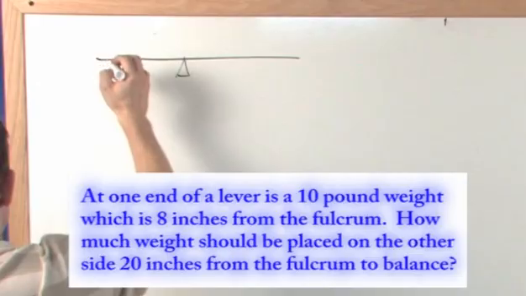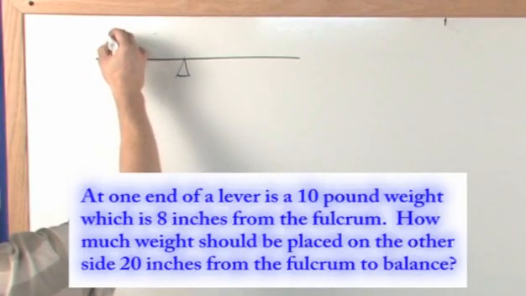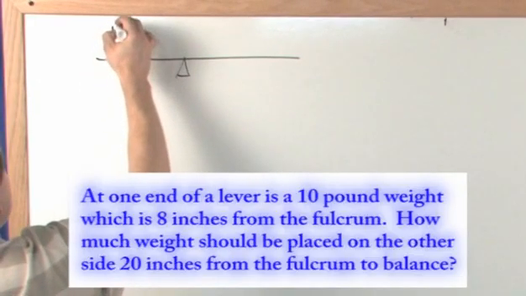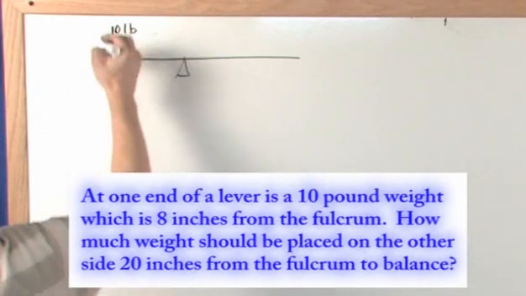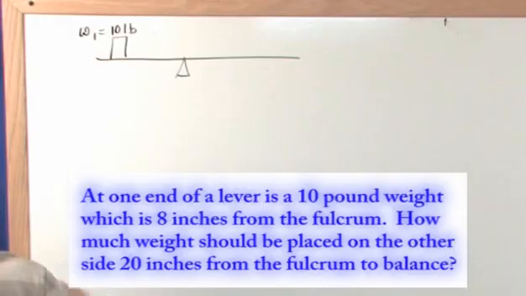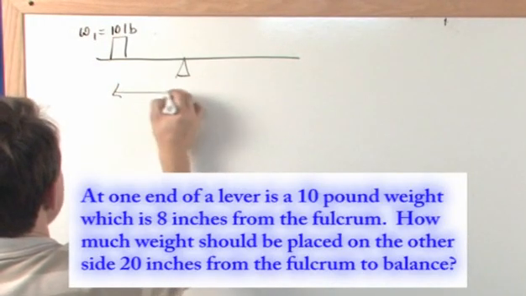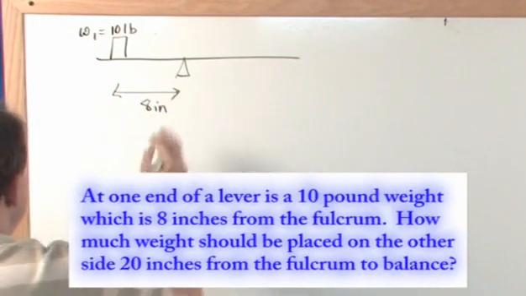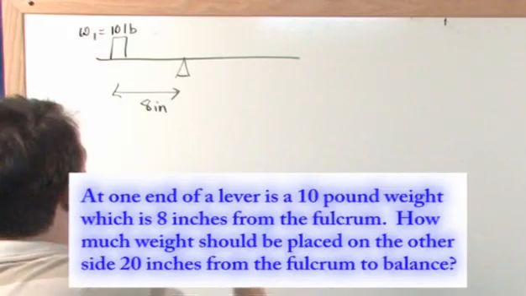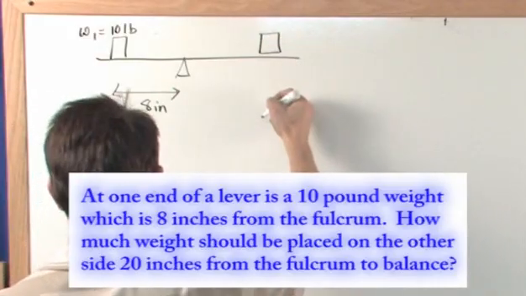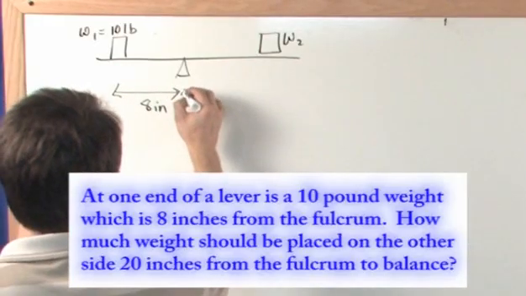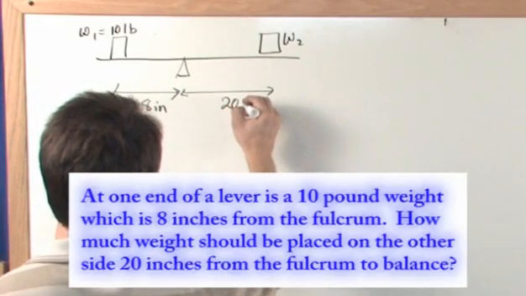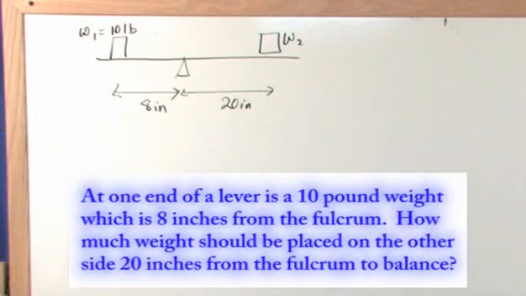So what we know is it says at one end of a lever there is a 10-pound weight, and that's W1, we'll say. And we know that it is 8 inches from the fulcrum. Now we also know that there's another weight over here we're going to call W2. I don't know how much it weighs, but I do know that it is 20 inches from the fulcrum. And I know that because the problem says exactly this.